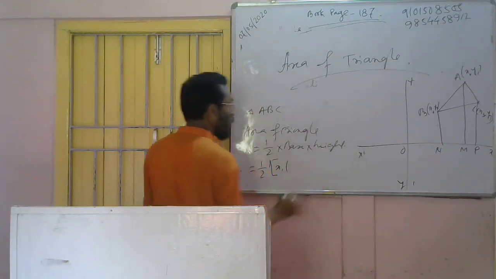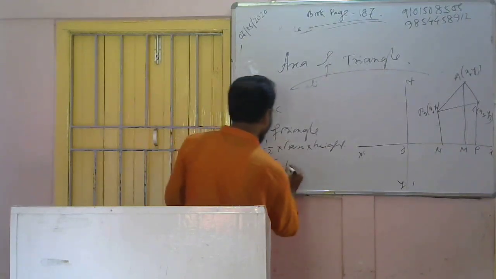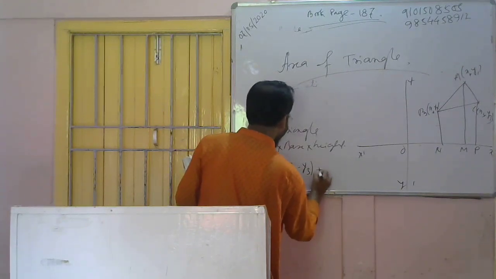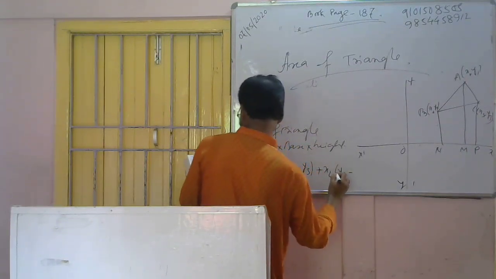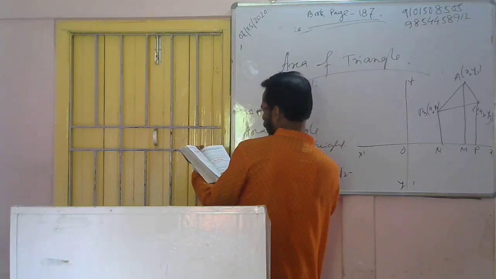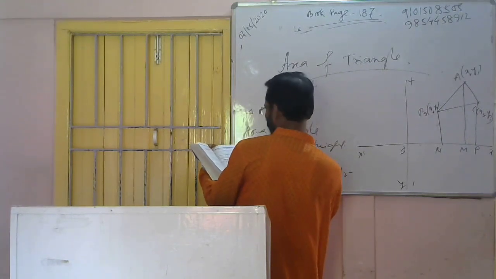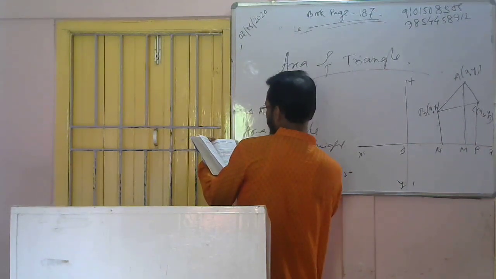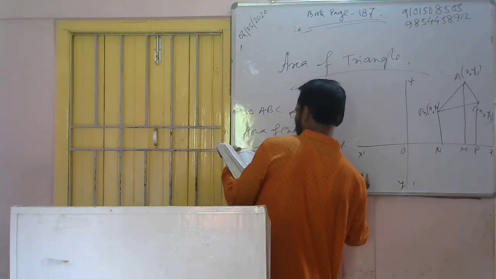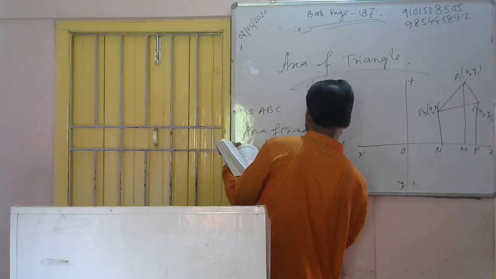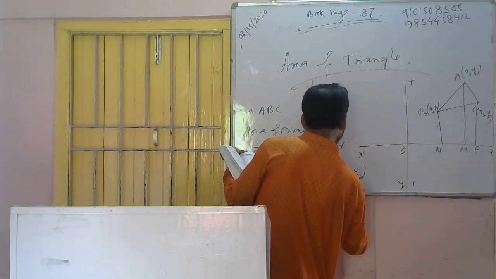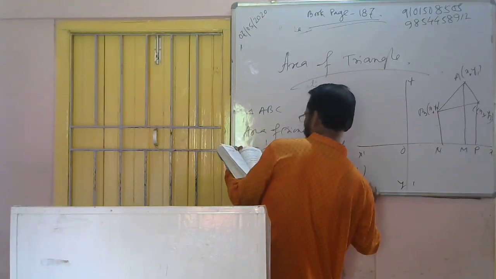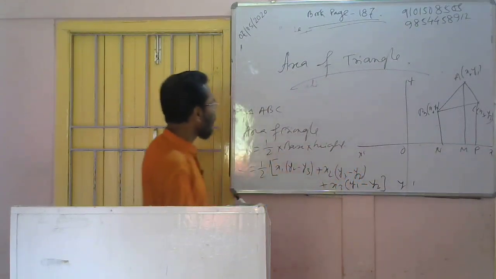x1 into (y2 minus y3) plus x2 into (y3 minus y1) plus x3 into (y1 minus y2). We will discuss the geometry of this later in class. So these are the main formulas for the area of a triangle.